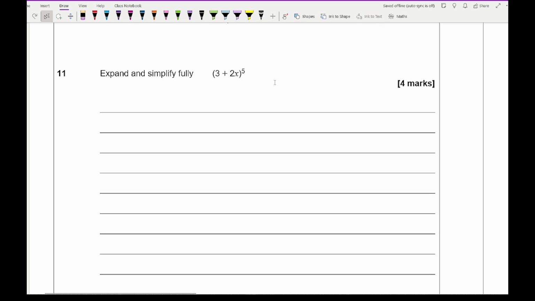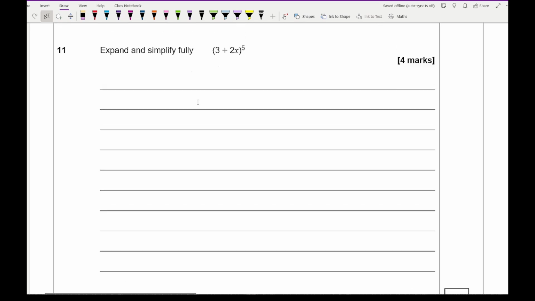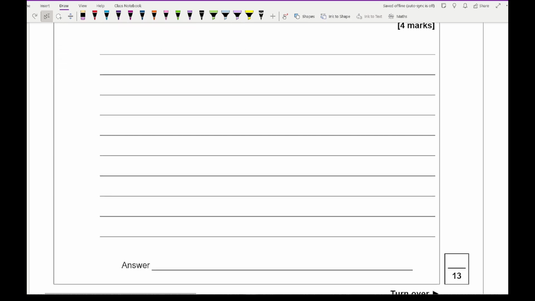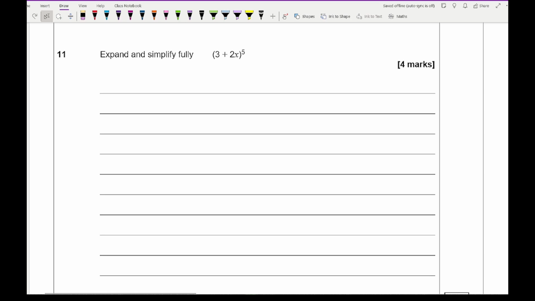Moving on to question 11, it says expand and simplify fully, and we've got 3 plus 2x to the power of 5. Now there's a couple of ways in which you can do this. You can write out the 5 brackets and multiply, or you can use binomial expansion. Now with binomial expansion, we've got Pascal's number, we've got the first term, and we've got the second term.